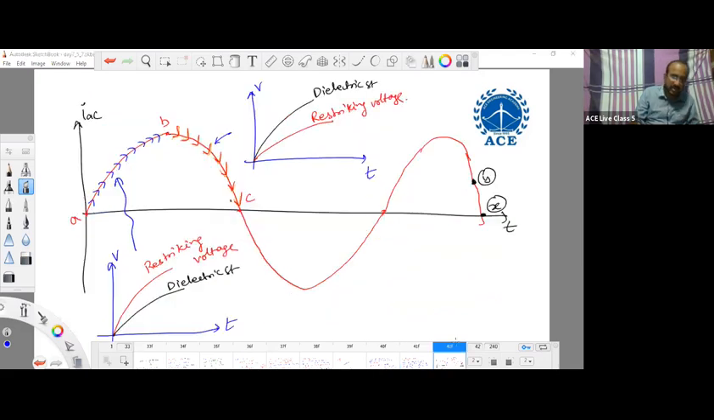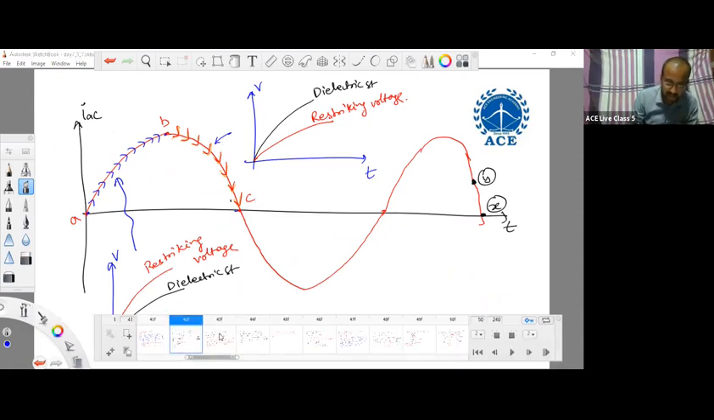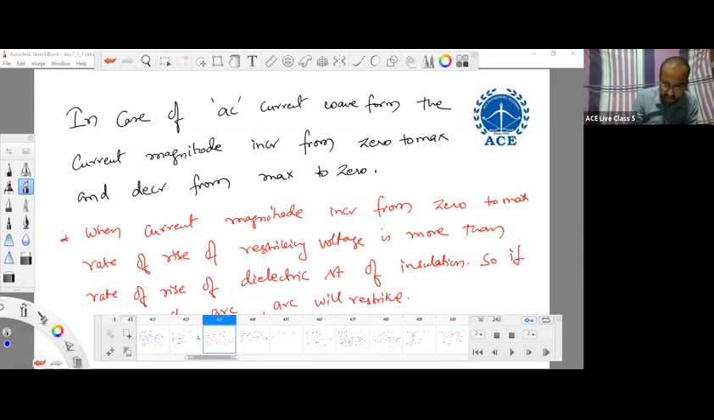Okay. So here, if you observe, when the current magnitude is increasing from 0 to maximum, the rate at which restriking voltage is increasing will be more than the dielectric strength. So this period is not preferred, because if the arc is quenched, again it will restrike. So it is preferred to quench the arc during B to C. In this period, dielectric strength rise is more than the restriking voltage, because here you can easily maintain the absorption rate of electrons greater than the releasing rate of electrons. So the arc will be quenched according to this theory.